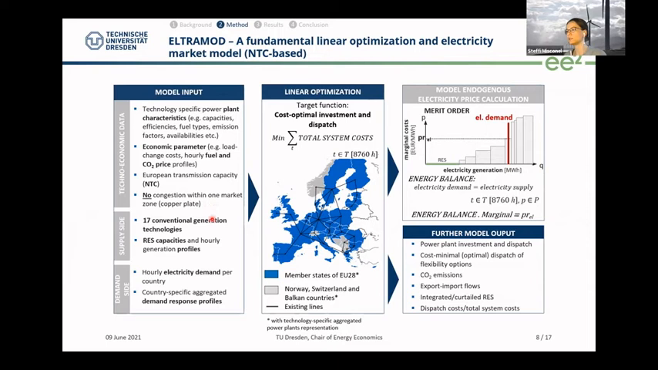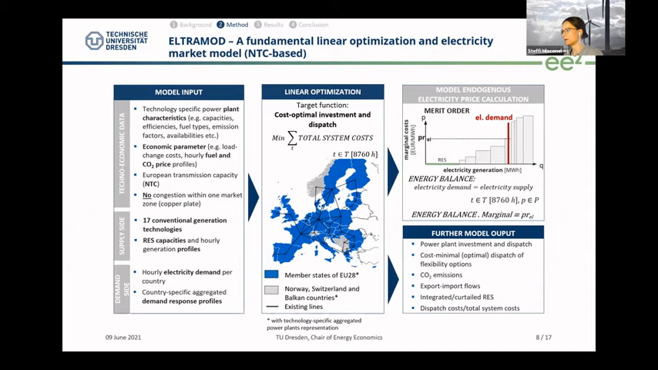And we integrated in each country different techno-economic parameters, like the capacities, efficiencies, but also fuel and CO2 prices, then the renewable capacities and their hourly generation profiles, as well as hourly electricity demand per country and the country-specific demand response profiles. The target function is the minimization of the total system costs, and we considered all EU 27 member states, including Norway, Switzerland, the United Kingdom, and the Balkan countries. As output, we receive the electricity prices, but also the optimal investment and dispatch of conventional power plants, as well as flexibility options and CO2 emissions and other important results.